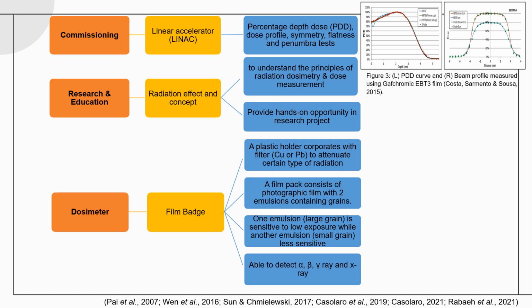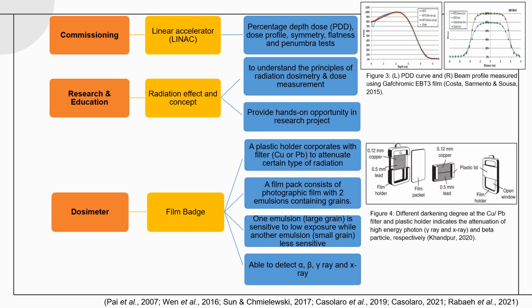In the film holder, there are filters to attenuate certain types of radiation. Different degrees of darkening at the filter enable the differentiation of radiation type because the gamma ray and the X-ray can be attenuated at the copper or lead filter, while the plastic holder can attenuate the beta particle. For film pack, the photographic film consists of two emulsions with different sensitivities. So, the emulsion with large silver halide grain is sensitive to the exposure. Later, the emulsion with small silver halide grain is insensitive. Here, figure 4 shows the picture of the film badge.